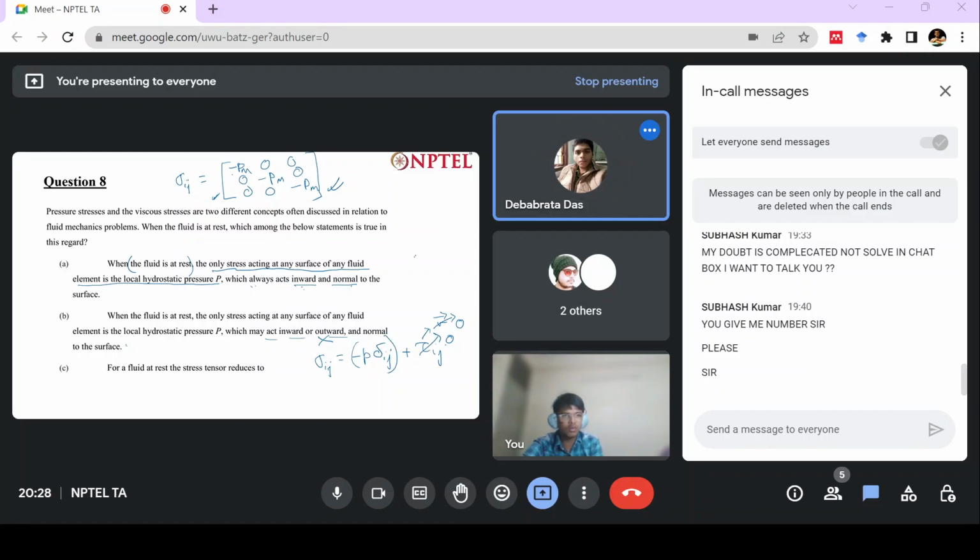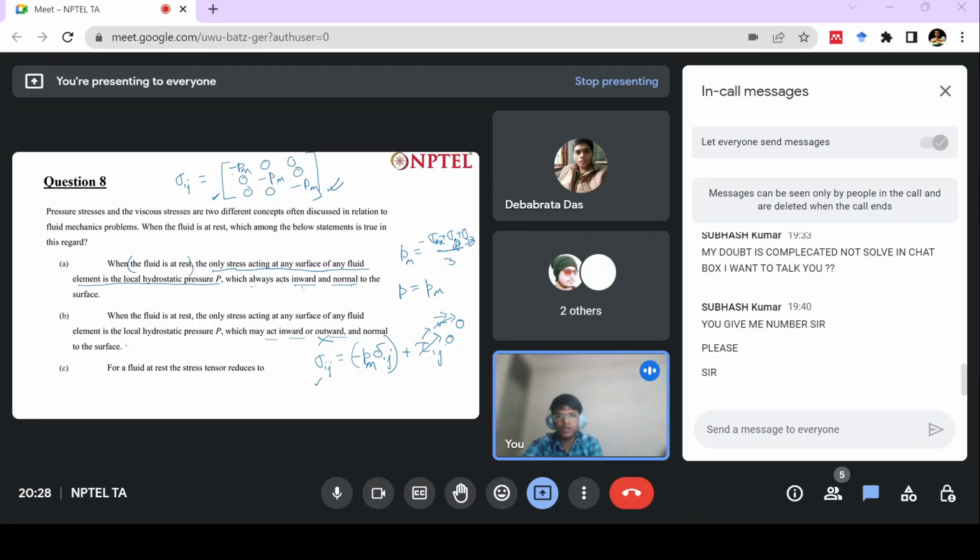And what is my mechanical pressure defined as? Mechanical pressure is defined as sigma xx plus sigma yy plus sigma zz by 3. This is how my mechanical pressure is defined. So if I put it here, I will see my thermodynamic pressure P is equal to the mechanical pressure. So basically sigma ij is equal to minus P delta ij.